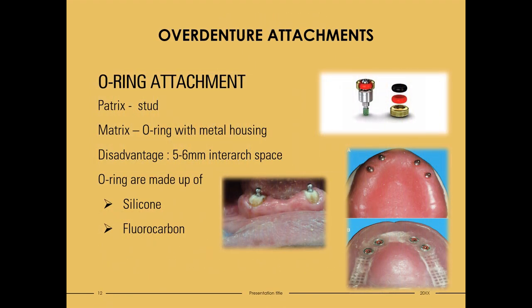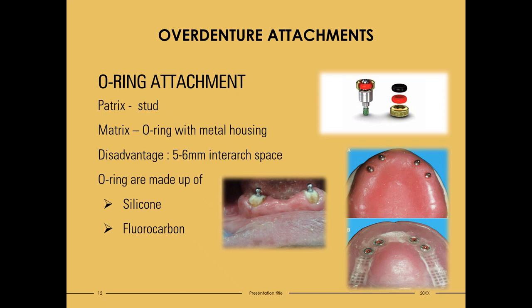Coming to the overdenture attachments, here the attachments are placed on the residual roots, and they are classified as stud attachments, bar attachments, and also auxiliary attachments. One among the stud attachments is the O-ring attachment, which consists of a stud, an O-ring gasket, and also a metal housing. The stud portion is the male component, which is attached to the abutment tooth, and the O-ring gasket along with the metal housing is incorporated into the denture.